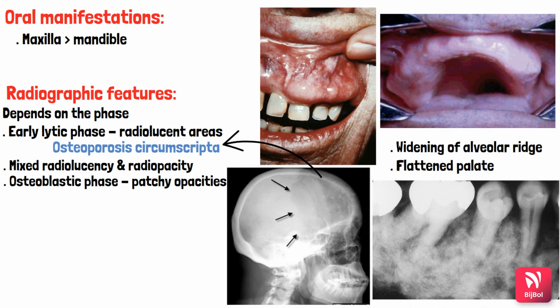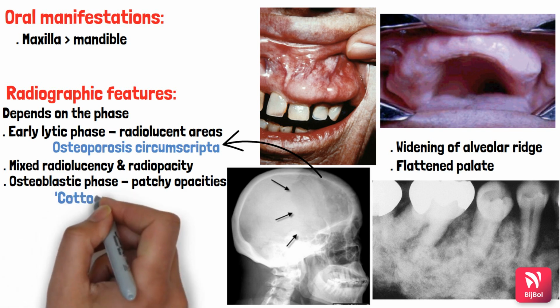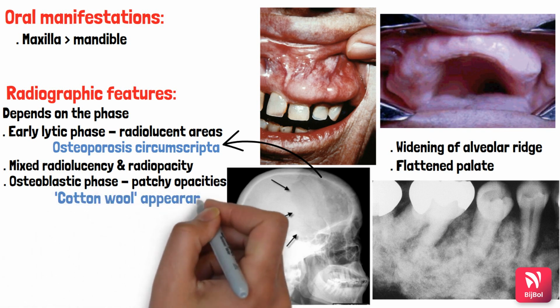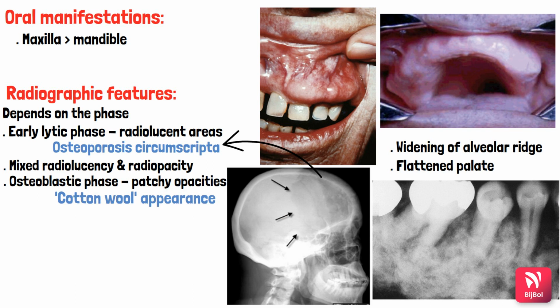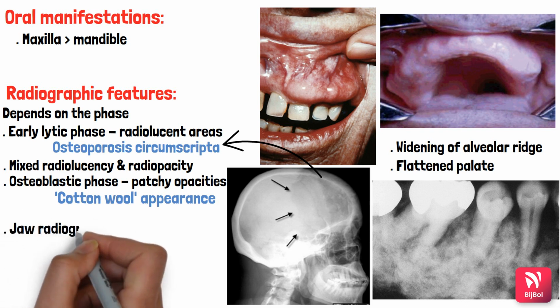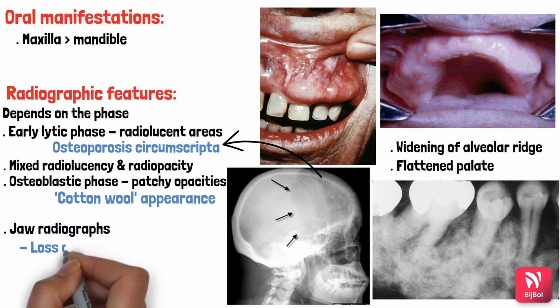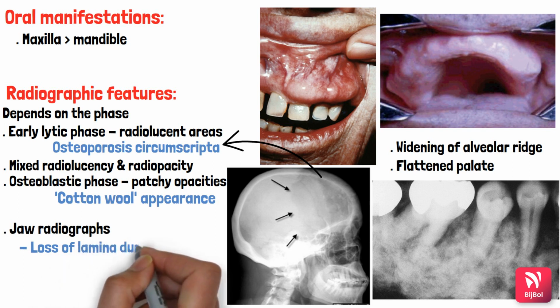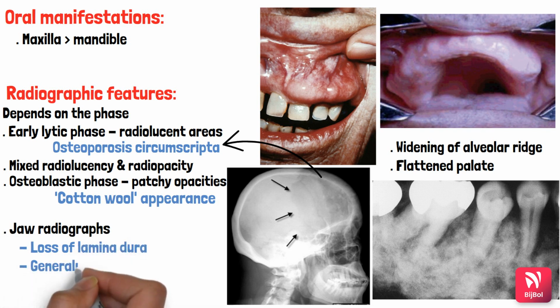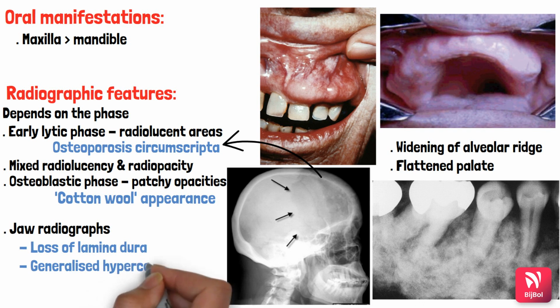This is a peculiar feature of Paget's disease, as you can see in the second radiograph, that is an intraoral IOPA, wherein between the teeth you can see that cotton wool appearance of the bone. So that is cotton wool appearance. Other than that, jaw radiographs also show loss of lamina dura as well as generalized hypercementosis of the teeth. So these two are important features in jaw radiographs that are seen in Paget's disease.